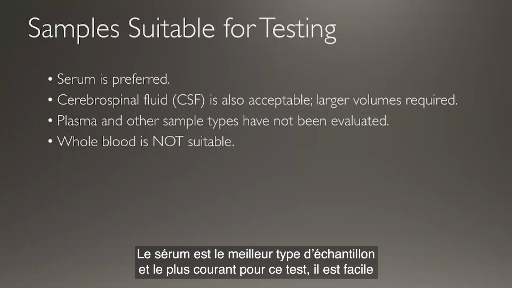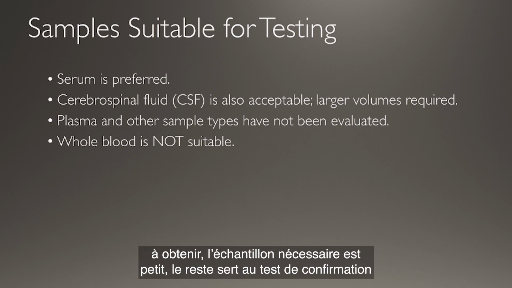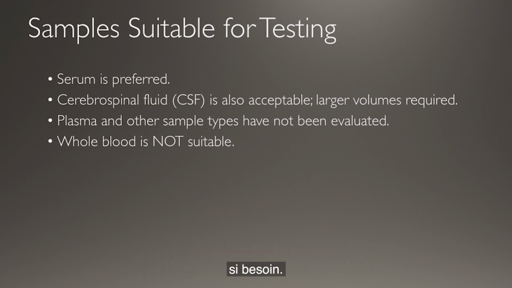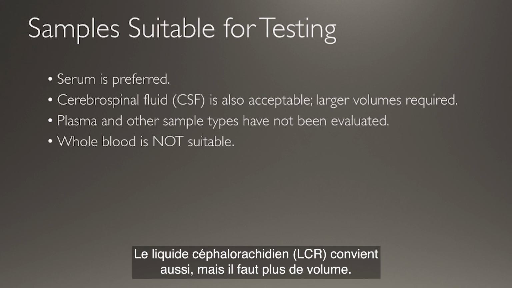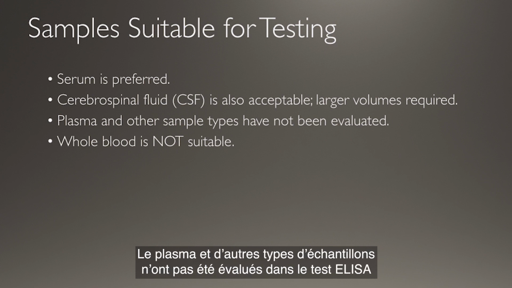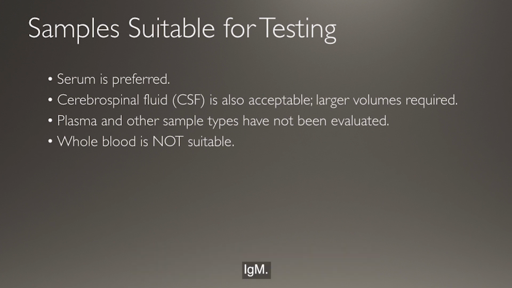Serum is the best and most common sample type for this testing, as it is generally easy to obtain and the sample needed is small, leaving the remainder for confirmatory testing if indicated. Cerebrospinal fluid, or CSF, is also acceptable, but volumes needed are larger. Plasma and other sample types have not been evaluated in the IgM ELISA.